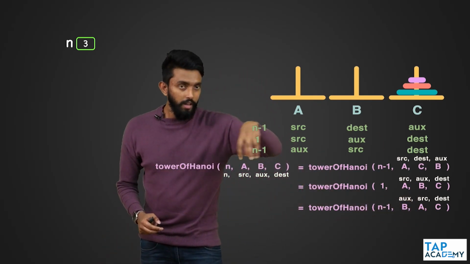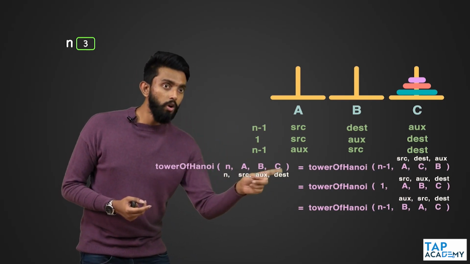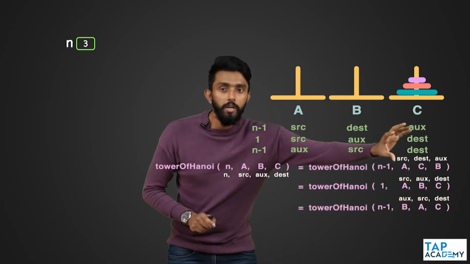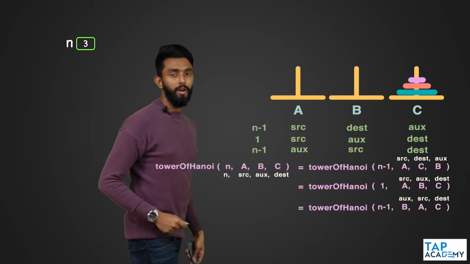So please understand, in the function call, this will be the signature. Initially A in source, B in aux, C in destination. Rearrange it and send it so that this can be achieved. I hope everybody understood whatever I am trying to tell.